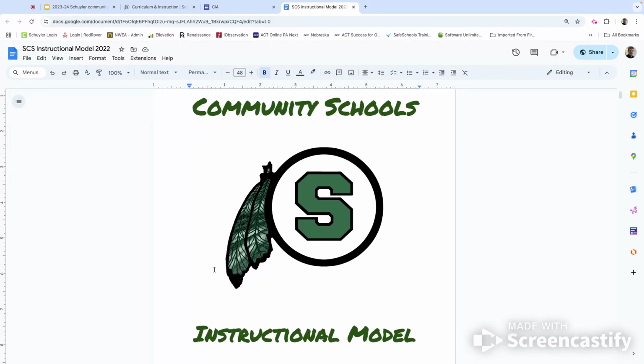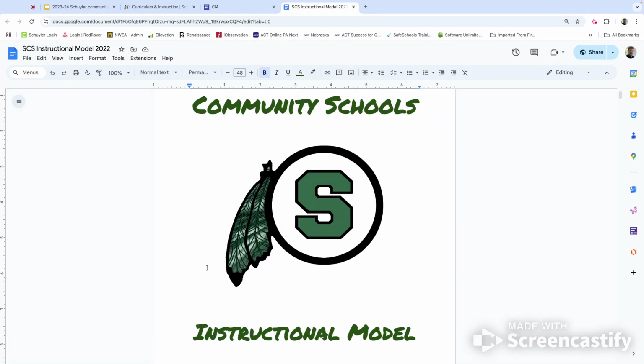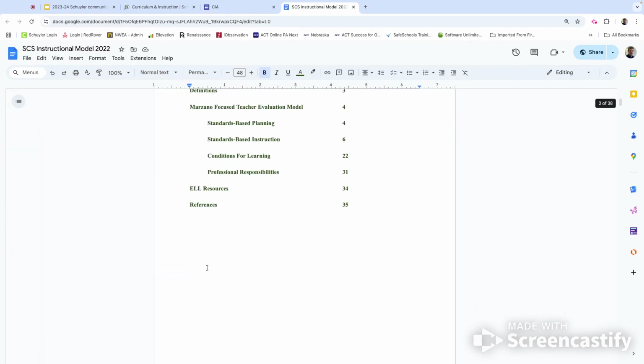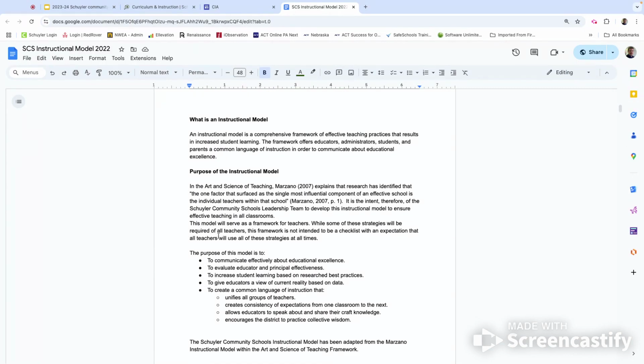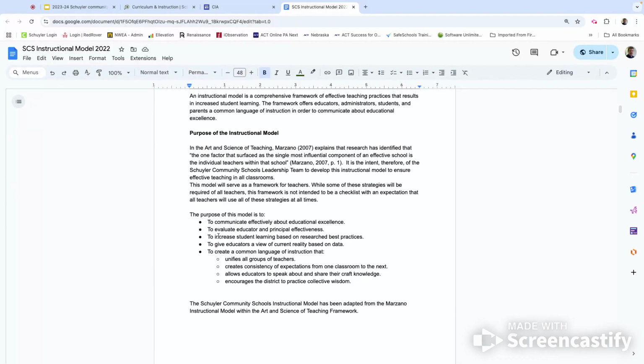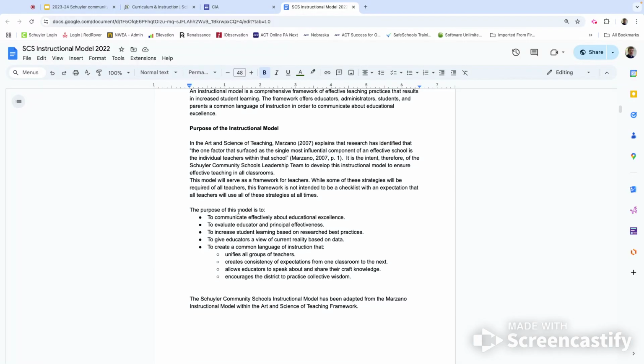Now, our Schuyler Instructional Model is based on the Focused Teacher Evaluation Model from Marzano Resources. You can read through this on your own. I'm not going to go through all of it, but some important pieces of it do include what it is, why do we have it. The biggest, most important thing is that this is giving you a common language for instruction.